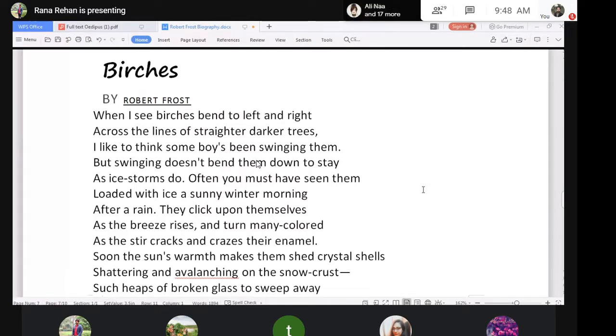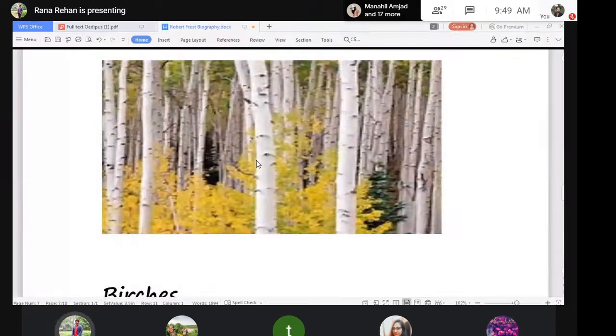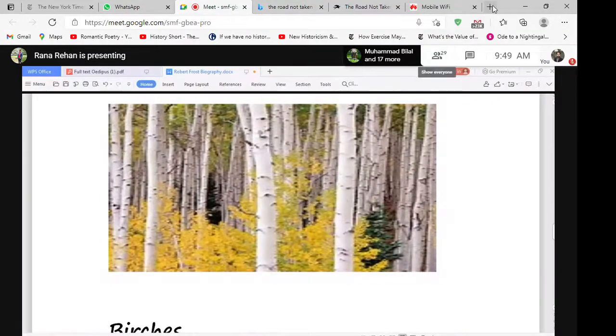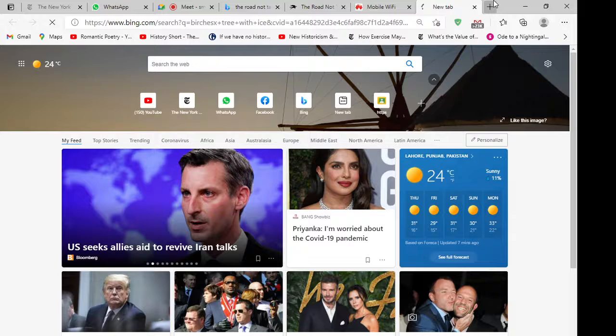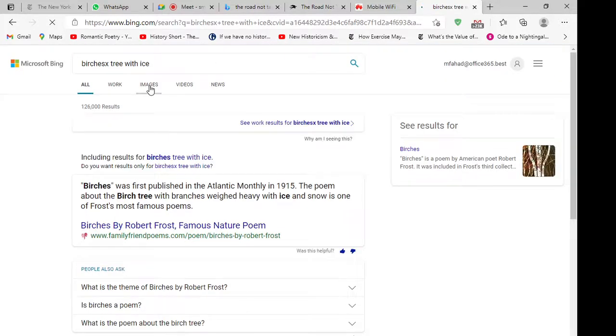I said that they click upon themselves as the breeze rises. When the breeze rises, the trees that were static before are now swaying from one position to another. And when they sway, there are some cracks. In those cracks you can see the white snow and the green branches, and in the picture the leaves are sometimes yellowish, sometimes green, so they have different colors. When they are swaying from one position to another, they give multicolors to the onlookers, so the people can see that they have multiple colors. So this is what I have talked about.